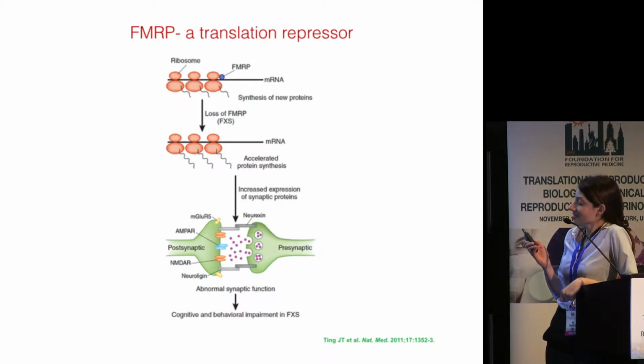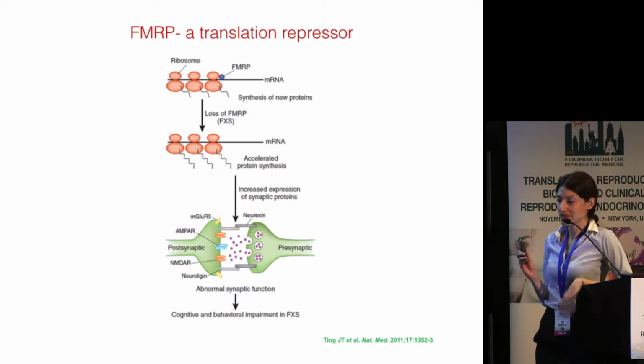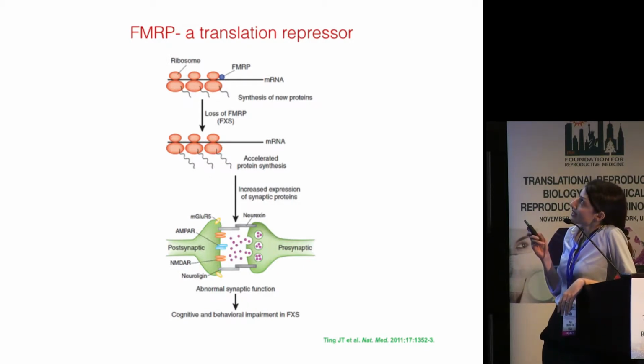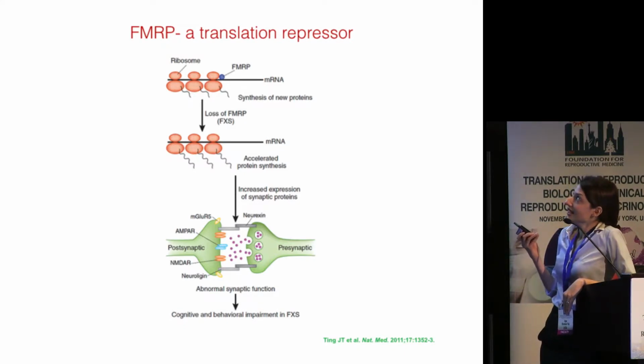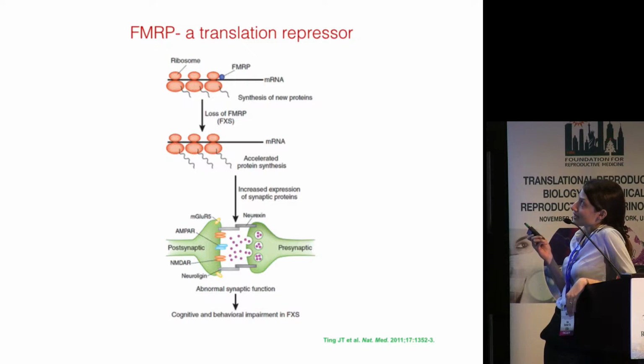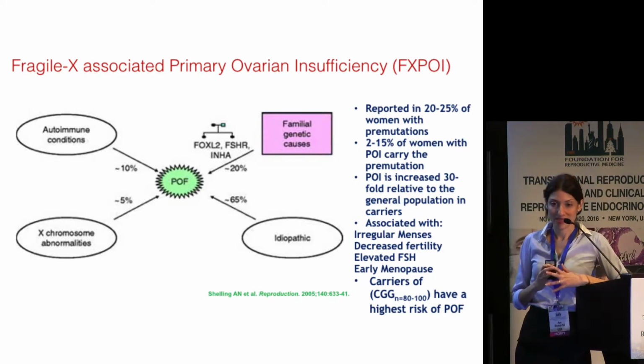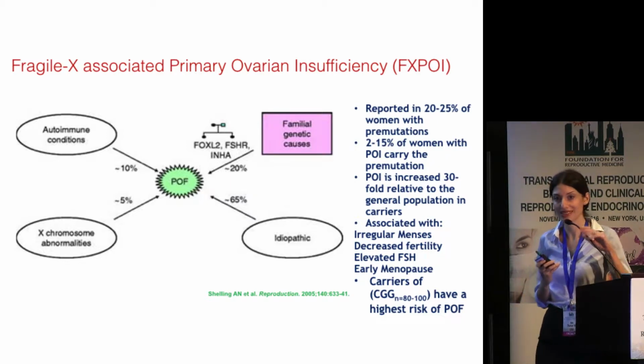So we mentioned that it is not necessarily the protein that is responsible for the ovarian phenotypes, but just to mention what is the function of the FMR protein, well, it is a translation repressor. It binds mRNAs and regulates their translation. There has to be some checks and balances in the cell. In the case of Fragile X syndrome, this loss of FMRP leads to abnormal protein synthesis, resulting in increased expression of synaptic proteins, leading to abnormal synaptic function. So now I'm going to talk about some ovarian phenotypes associated with the premutation and the gray zone.